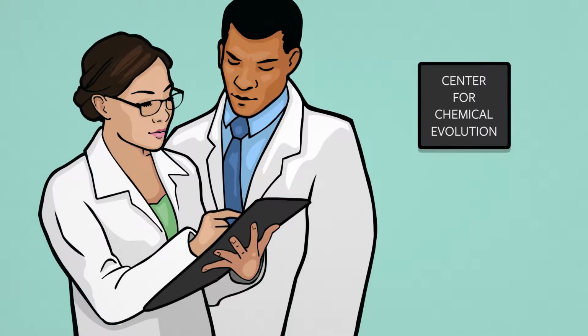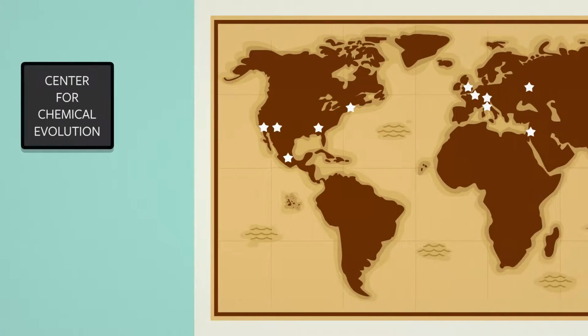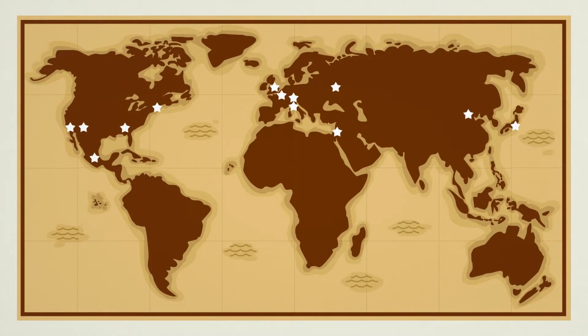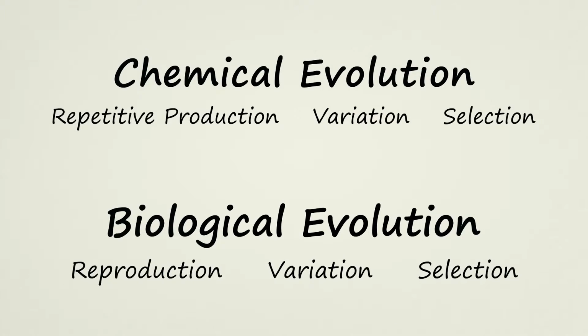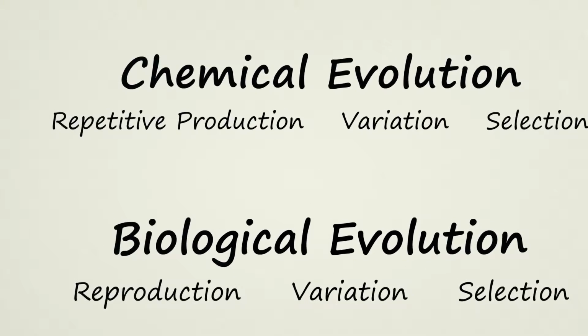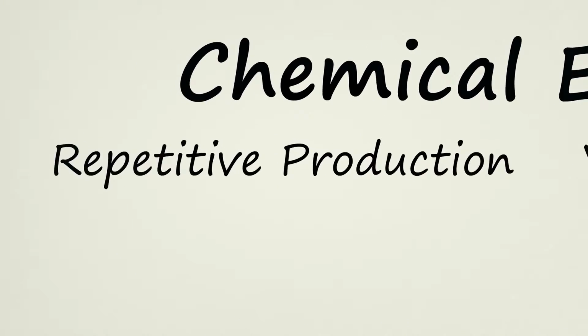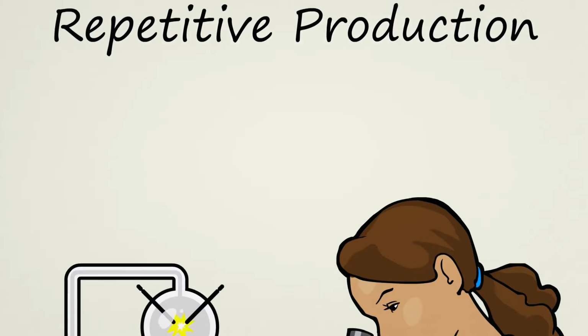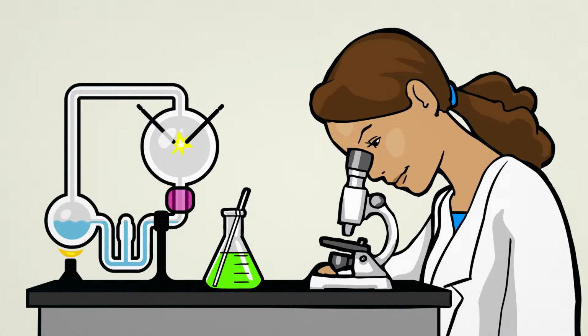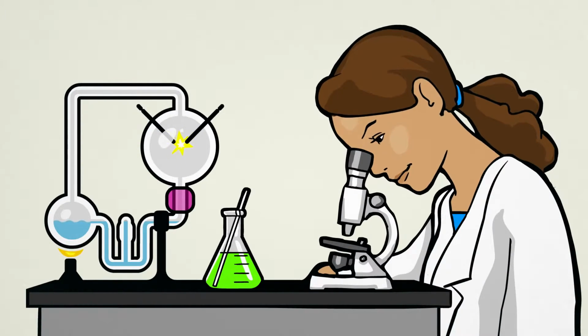Scientists at the Center for Chemical Evolution and other research groups around the globe are working hard to test this hypothesis. So, to sum things up, the main difference between chemical evolution and biological evolution is that chemical evolution can produce new characteristics and abilities without depending on reproduction. Because of this, chemical evolution is being investigated as a possible cause for the origin of life.